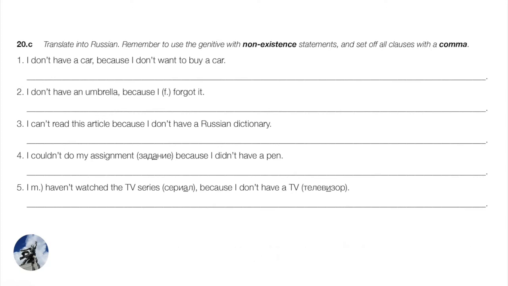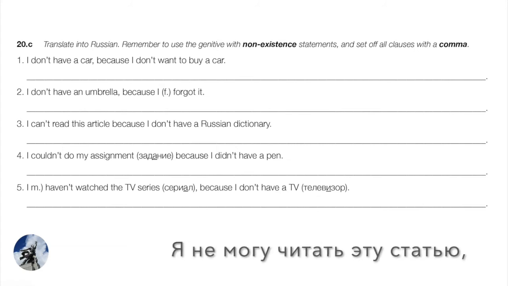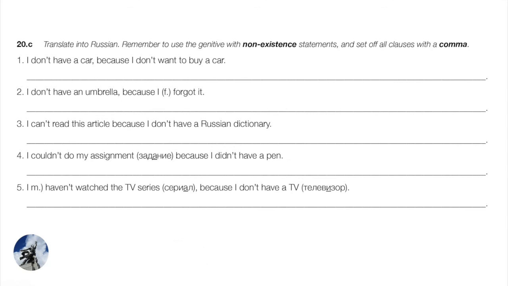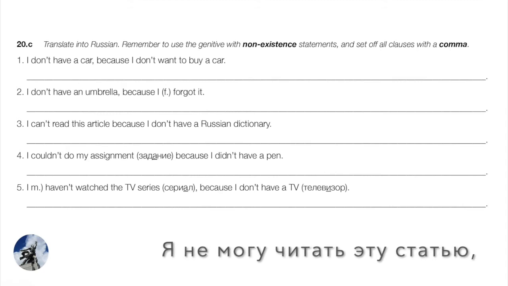Number three, I can't read this article because I don't have a Russian dictionary. Я не могу читать эту статью, потому что у меня нет. Now we don't have a русский словарь. We need genitive. У меня нет русского словаря. Я не могу читать эту статью, потому что у меня нет русского словаря. Now again, number three, I can't read the article. Imperfective would make a bit more sense there because you can't read it at all. The point isn't that you can't finish the article. You can't even start reading it because you need a dictionary. So, я не могу читать эту статью.